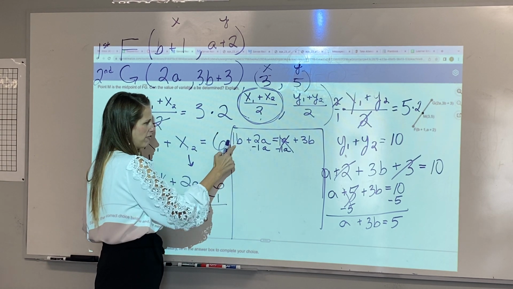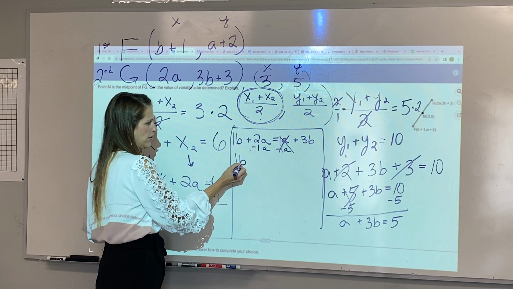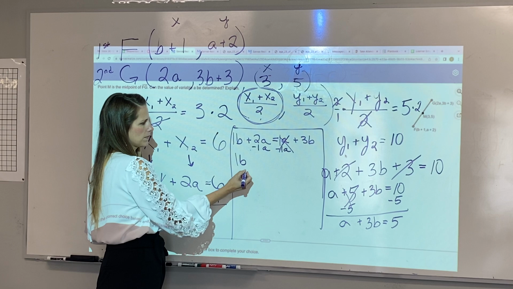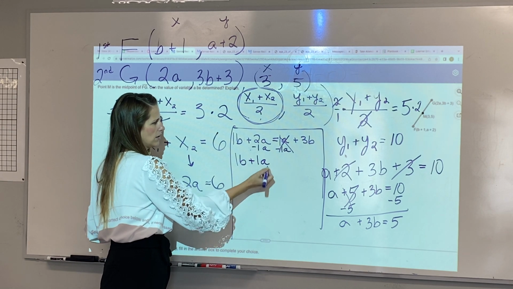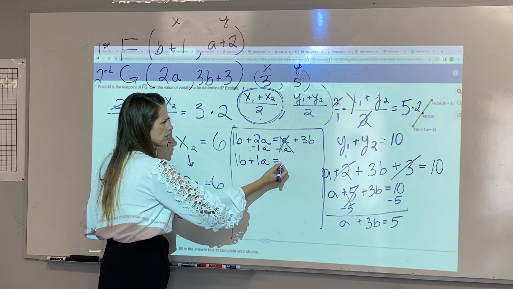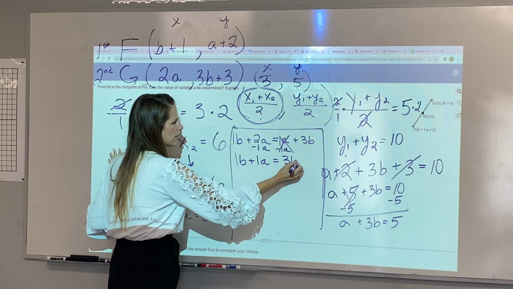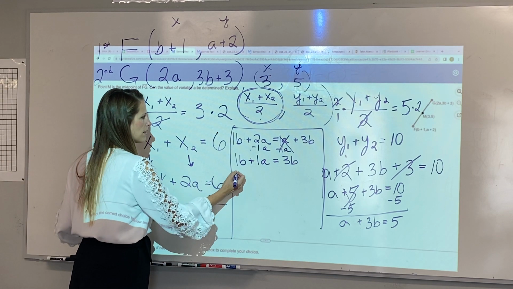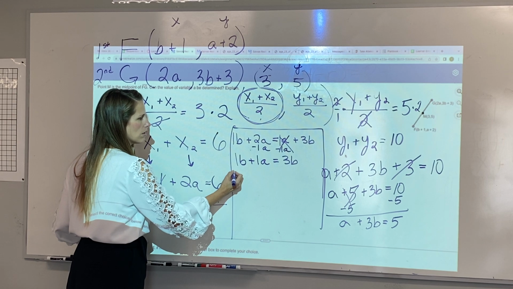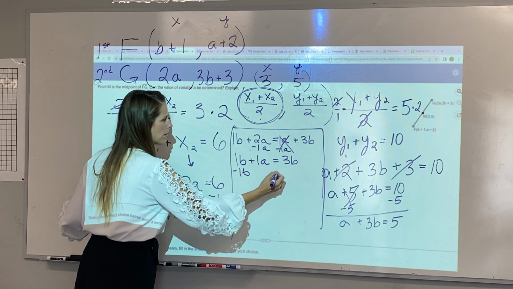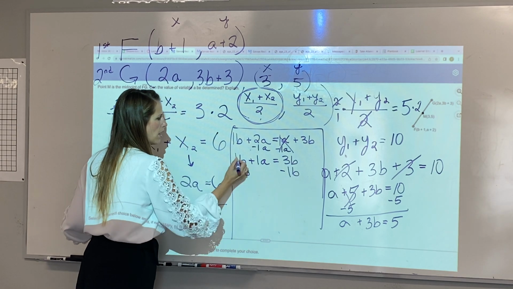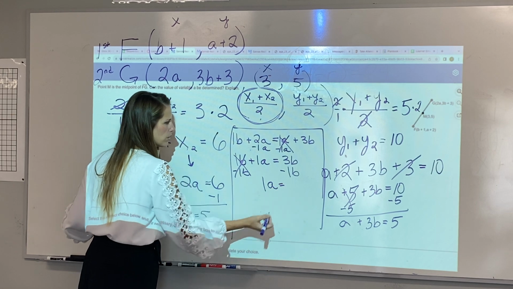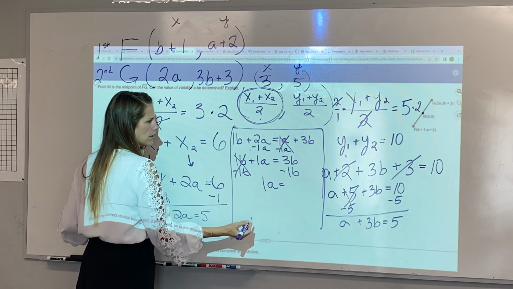Okay, now I have my 1B. If you still just have it as B, that's okay. 1B plus 1A, or if you just put A, that's fine, equals 3B. Now what can I do? Subtract 1B on both sides. And now I have 1A equals 2B.